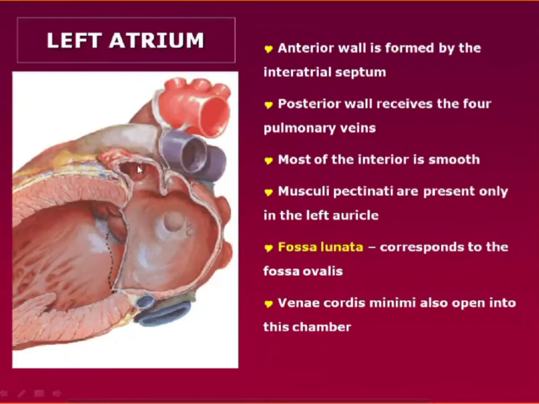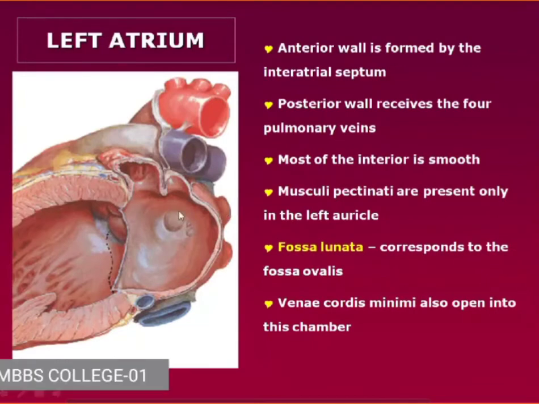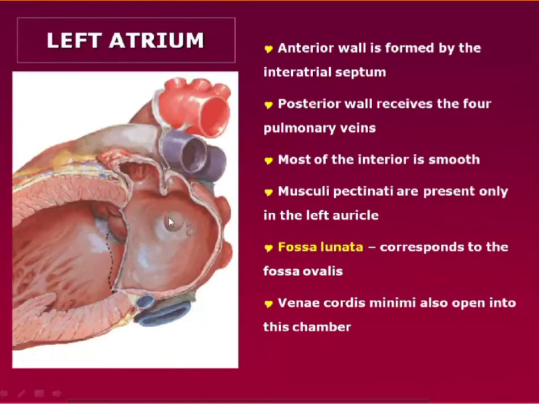So here, the posterior smooth part is where the 4 pulmonary veins open. The anterior or septal part has the fossa lunata, which corresponds to the fossa ovalis. And the musculi pectinati are confined to the auricle of the left atrium. Also, the venae cordis minimae open into the right atrium, left atrium, right ventricle and left ventricle, so into all 4 chambers, right?